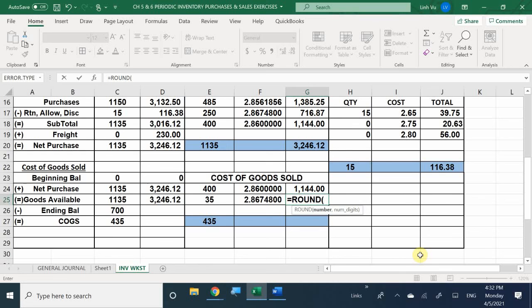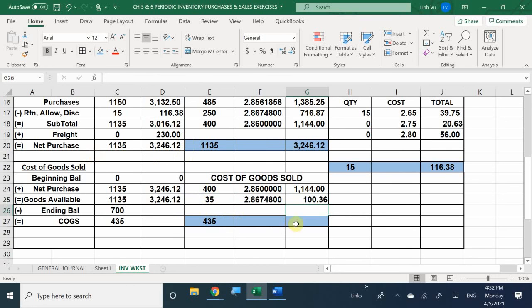So equal round. We're going to take 35, right? That's the quantity I sold at a cost per unit of 286,748. Okay? And I'm going to round it to 2 decimal places. So, how much did it cost me to sell 35 items? $100.36.